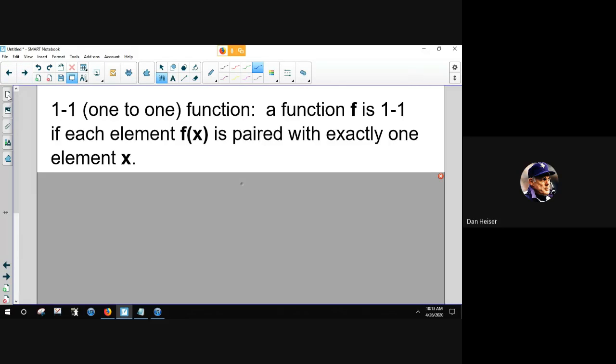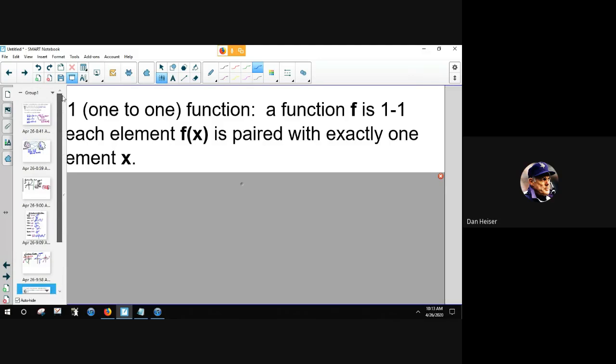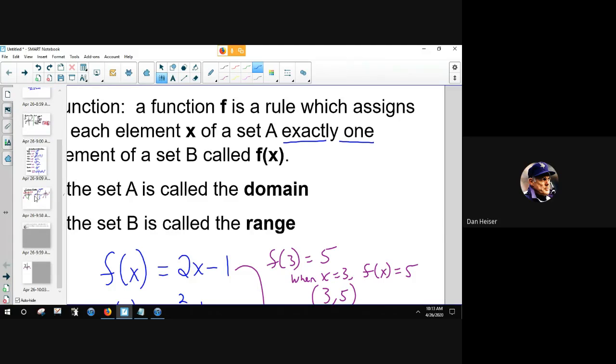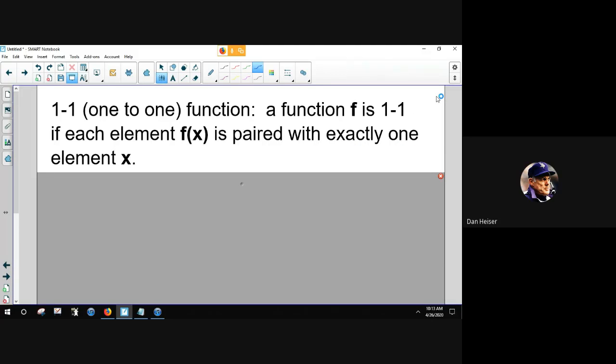So let me go back to our definition of function. Here's our definition of function. Every x gets exactly one f of x. Well, now we're saying that every f of x gets exactly one x. This is not a new definition of function. This is a definition of a particular type of function.